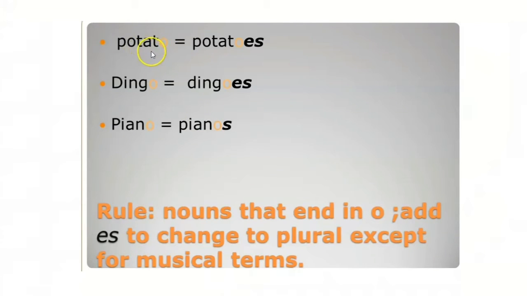Now, another rule. Nouns that end in o, we add es to change them into the plural except for musical terms. For example, the word potato, تنتهي ب o. So what do? I add directly es. Bingo, dingoes. However, the word piano هي musical term, so I have to add only s. يعني أي term خاصه بالmusic and it ends with o, I only add s. هيدا الإكسبشن الوحيد.